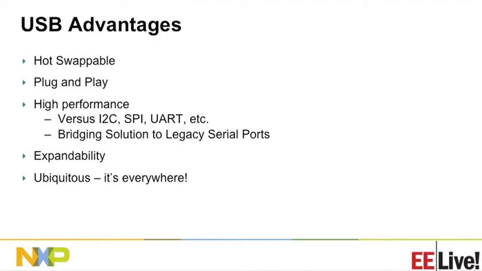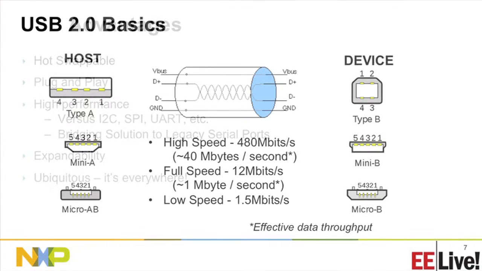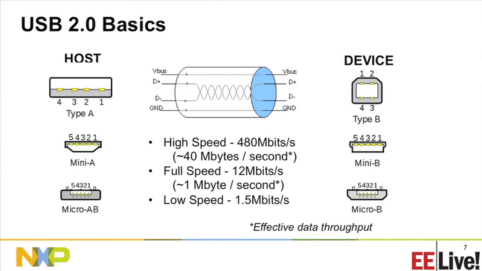USB is a star-tiered bus topology which can connect to a maximum of 127 devices from the host, so it's very expandable. Of course, USB is ubiquitous, it's everywhere, so let's discuss some details on the USB. Today, our focus is USB 2.0. USB 2.0 covers 3 speeds: low speed at 1.5 megabit per second, full speed at 12 megabit per second, and high speed at 480 megabit per second.